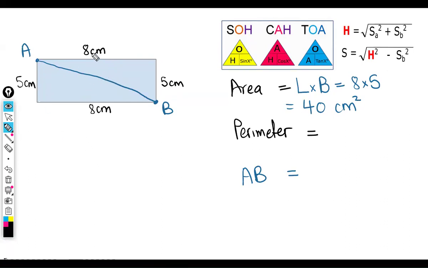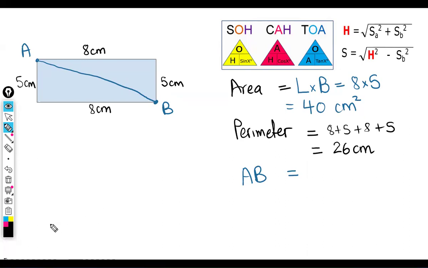So the perimeter is just what? 8 plus 5 plus 8 plus 5. Let's add it up like that. You just add up all the sides, pretend you're running around the shape. 8 plus 5 is 13, plus the next 13, because 8 plus 5 is another 13. I think we're going to get 26 centimeters.